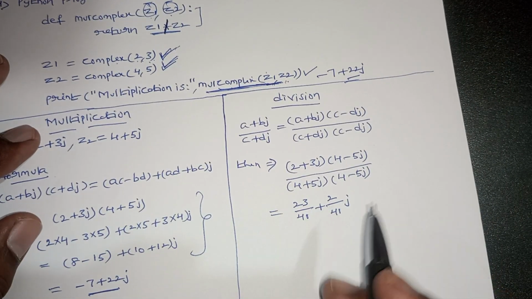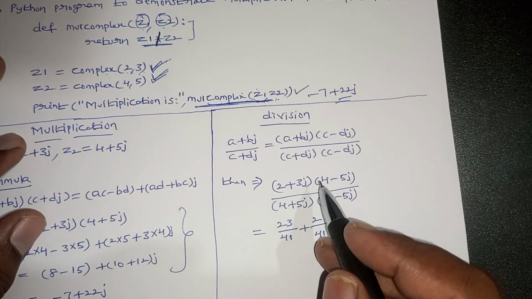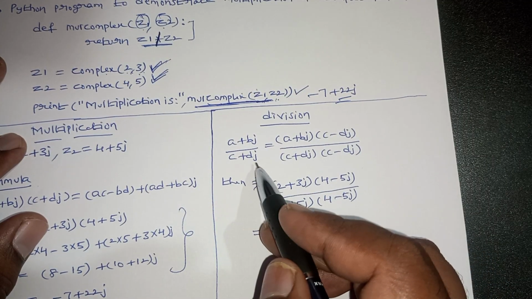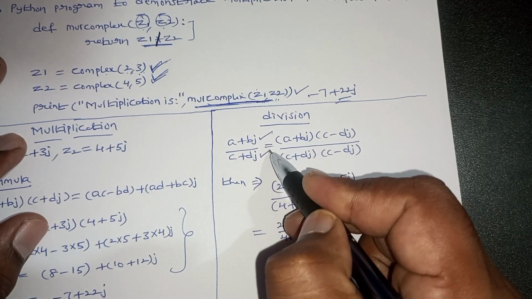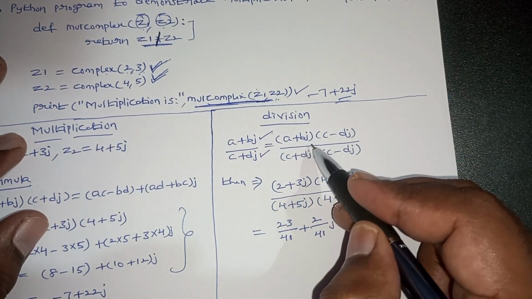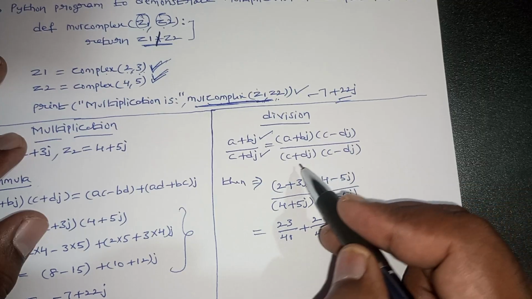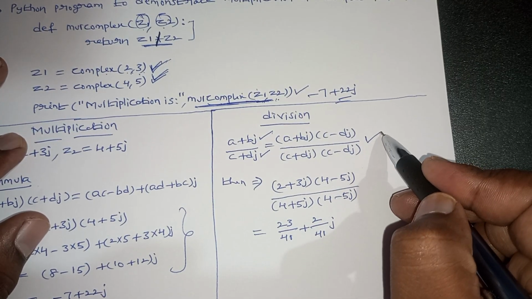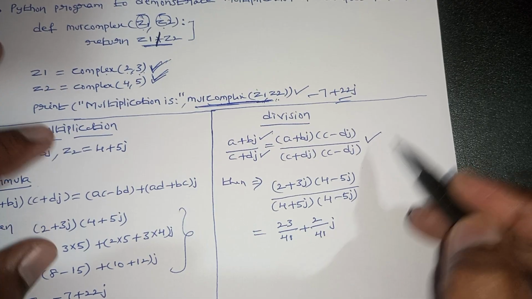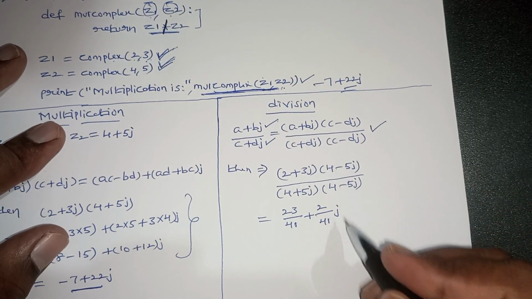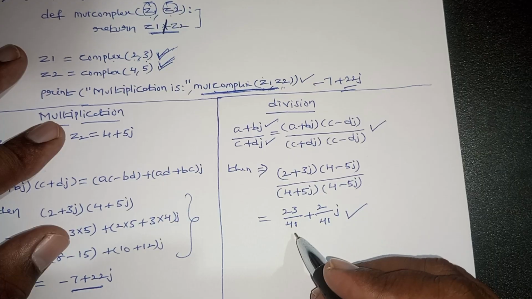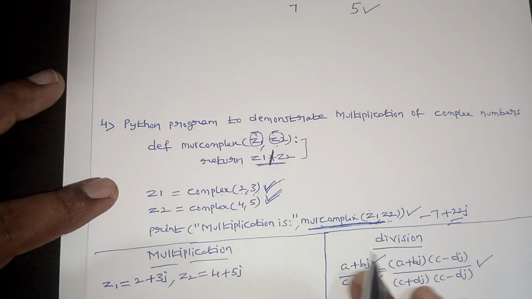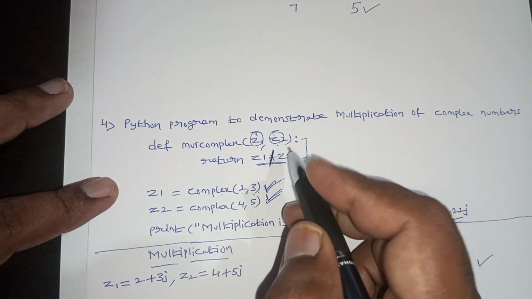How to perform division of complex numbers? This is the formula: a plus bj divided by c plus dj. This is z1, this is z2. So the formula is a plus bj into c minus dj, by c plus dj into c minus dj. This is the division of two complex numbers. If you do the computation, this will be the answer: 23 by 41 plus 2 by 41 into j. Simply you update it with the division operator.